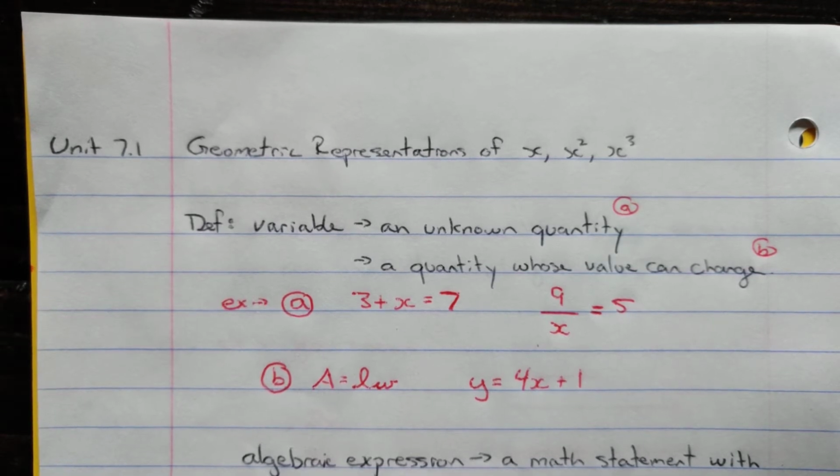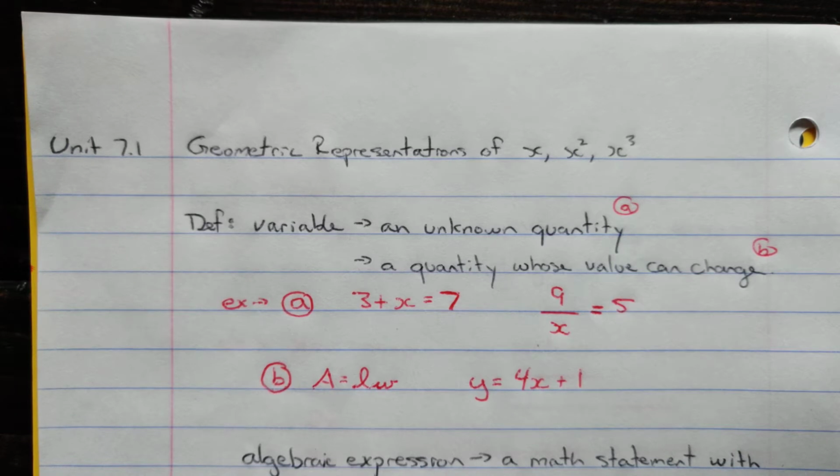So some definitions. Variable, which we've worked with in the past. It's defined either as an unknown quantity or a quantity whose value can change. And if you take a look at our example, in example A, as an unknown quantity, 3 plus x equals 7. So there's some number that x can be. We don't know what it is. We can now solve for that. Yes, you can figure out it's 4, but we didn't know that until you actually figured it out. What do you add to 3 to get 7?